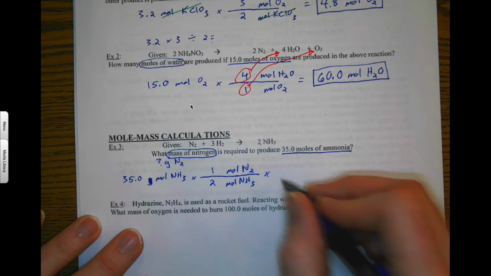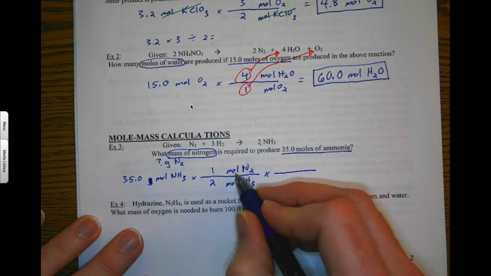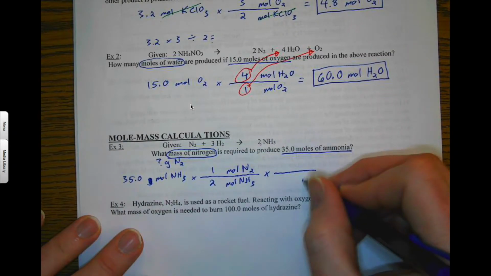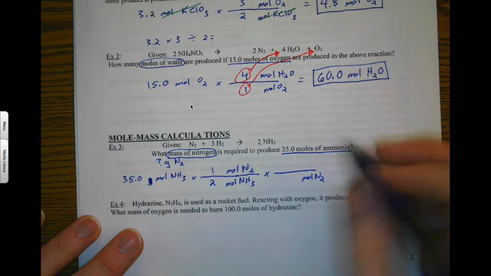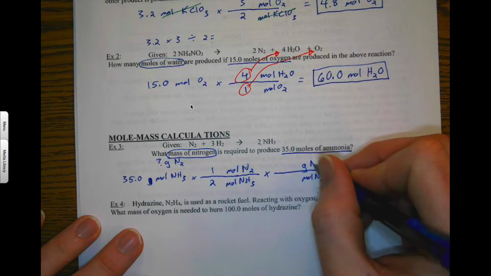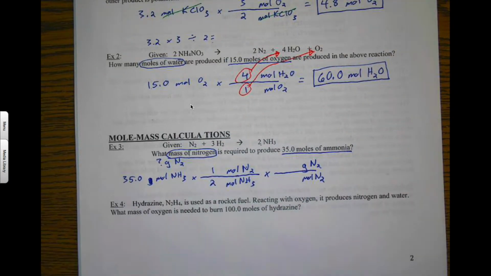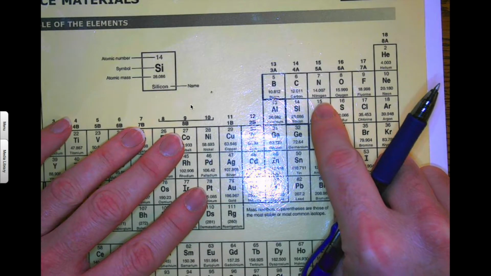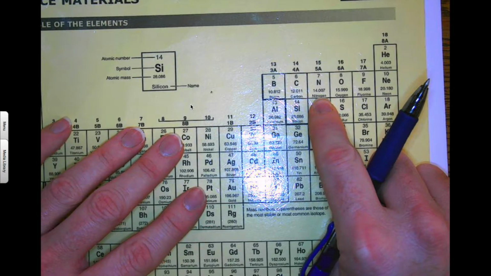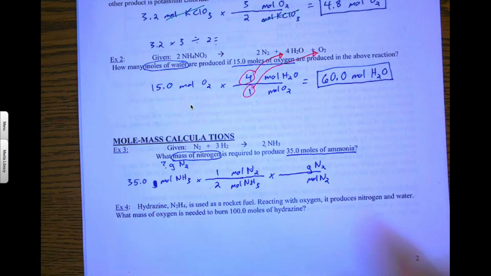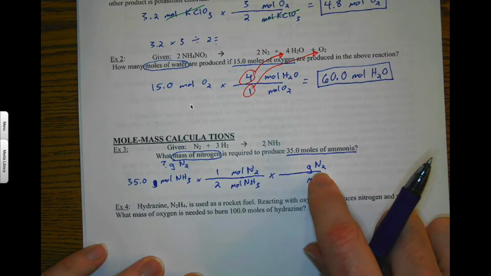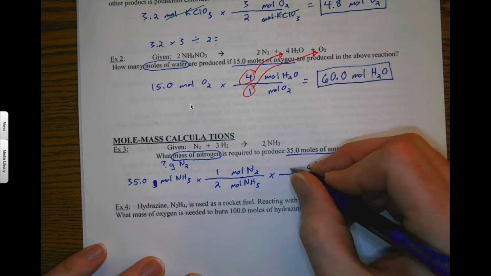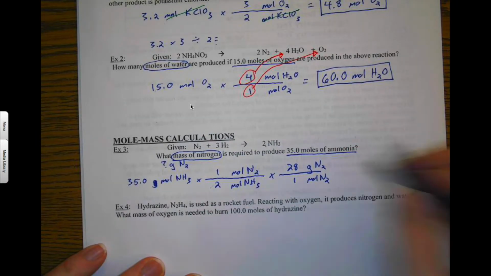And then I have moles of ammonia, but I want mass. So I'm going to go one more step. I'm going to convert moles of nitrogen into grams of nitrogen. Now G stands for go to the periodic table. So we go to the periodic table for nitrogen. And so there we go. That's 14. So one nitrogen atom is 14, but this is a nitrogen molecule. So it's 14 plus 14. So that's going to be 28 grams per mole.